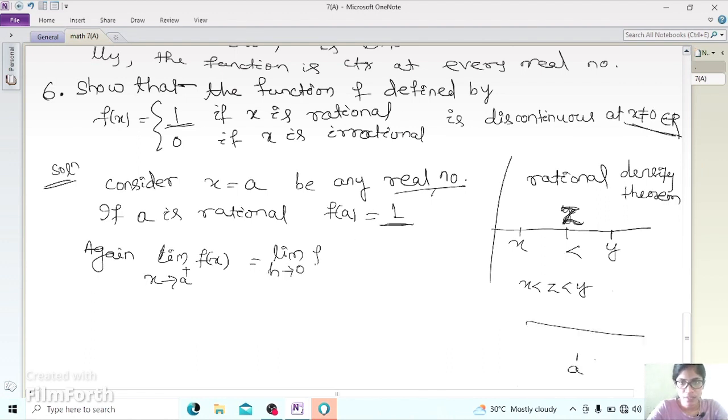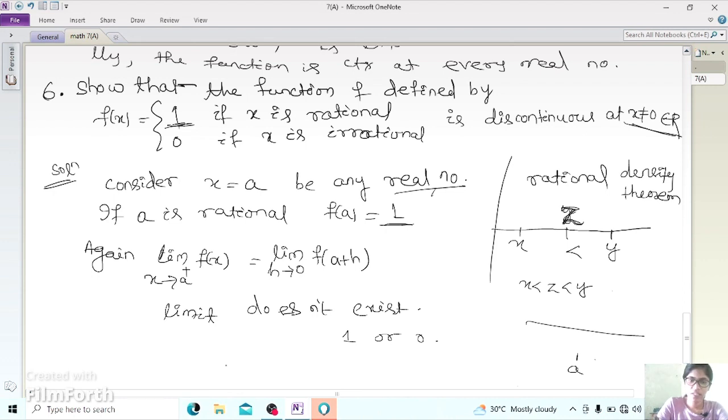Here, limit h tends to 0 f of a plus h. Now a plus h may be rational or irrational. That means the limit does not exist, because the limit value would be either 1 or 0. Since the limit does not exist, we cannot show limit value equal to functional value. That's why the function is discontinuous.